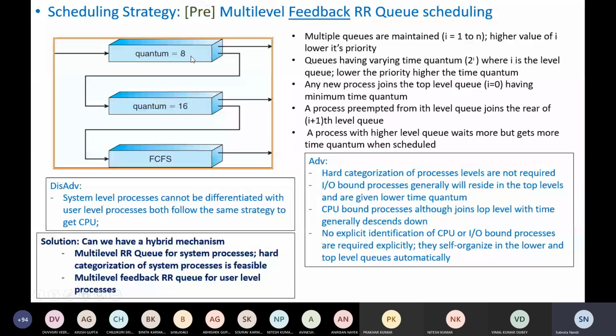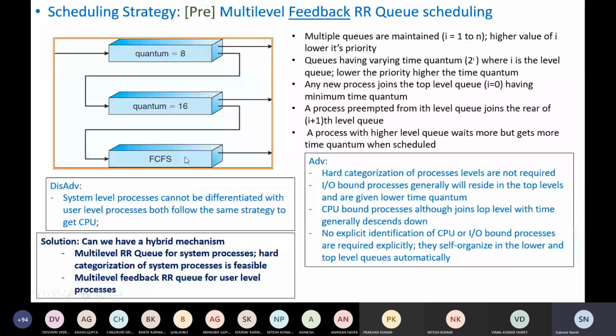But when you descend down, the time quantum in the lower level queues is much higher, maybe in the order of 2 to the power i. That means a process in this last level generally will not get a chance, but if it gets a chance, it will be able to use the CPU for maybe 16 time steps, or 32 time steps. So in some sense the waiting time, that they have waited for long, is rewarded.